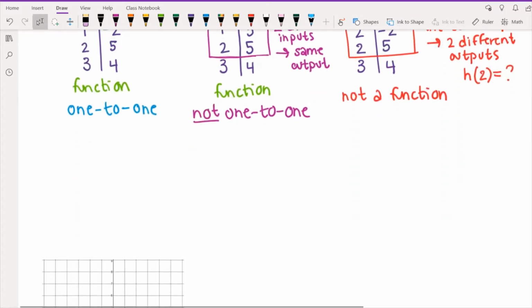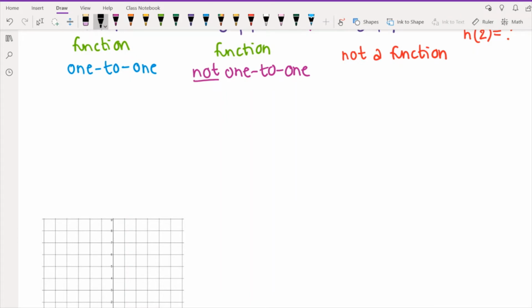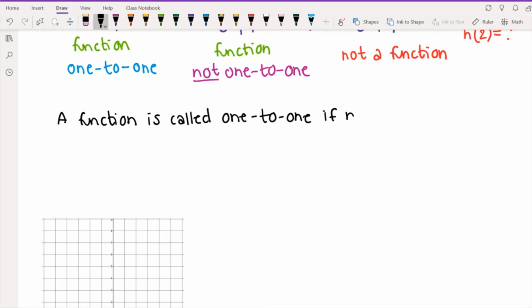Okay, so I'm going to define more concretely what it means for a function to be one-to-one, and then we'll look at a couple of examples of functions and talk about how you can figure out in general whether a function is one-to-one or not. So a function is called one-to-one if no two inputs have the same output.